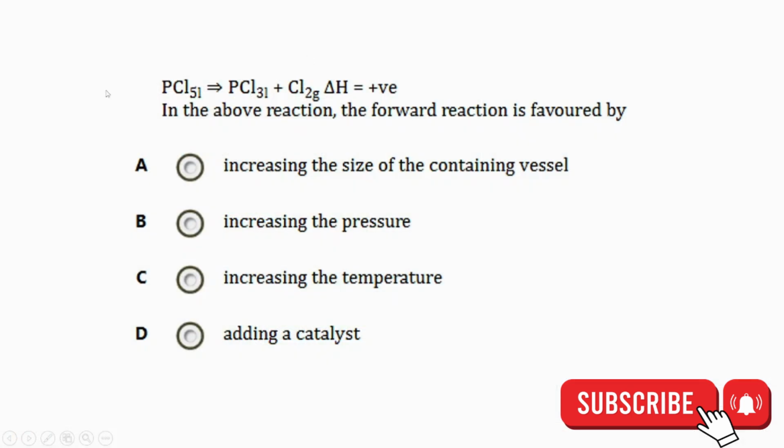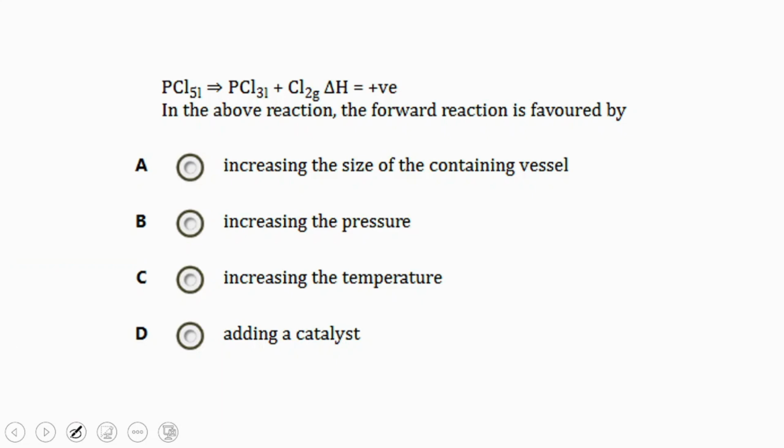Now to the first question, where we get to apply the Le Chatelier Principle. In the above reaction, forward reaction is favored by. Now this question wants us to identify the external constraint that will cause equilibrium to favor the forward reaction. So this arrow here represents our reversible arrow, where this is our forward and this is our backward.